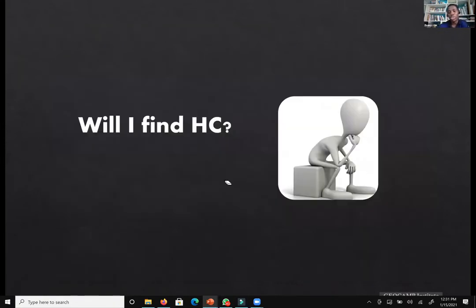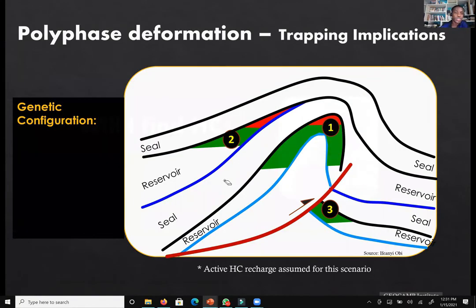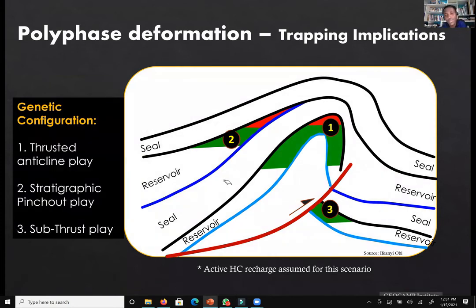So let's move on to will I find hydrocarbon. Let's look at some examples. So this is just a very nice looking configuration. I said nice not just because we have the trap, but because we have hydrocarbon shown in there, both oil and gas. Oil is green, gas is red here. So very quickly we see, for one, that means thrusted anticline play, if you think about it in terms of genetics. And then two will be the stratigraphic pinch out play, and then three will be a subthrust play.